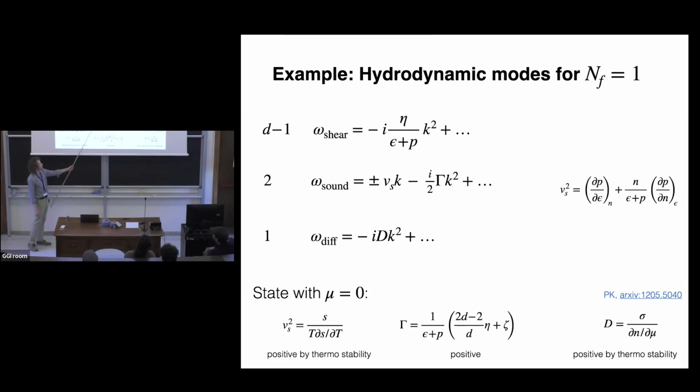Now, for the damping coefficient of sound waves, the situation is somewhat different, because there are no extra thermodynamic stability conditions required to ensure that the damping constant of sound waves is positive. Once you ensure that shear waves decay, E plus P is positive, and once you ensure positivity of entropy production, then this is going to be automatically positive. There are no new conditions that arise from there.